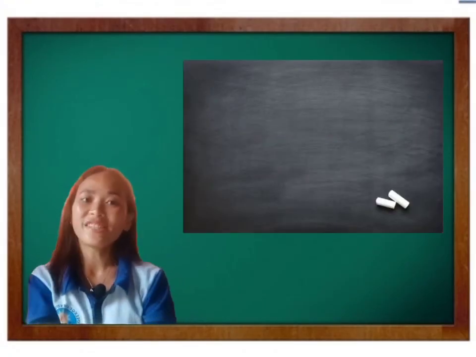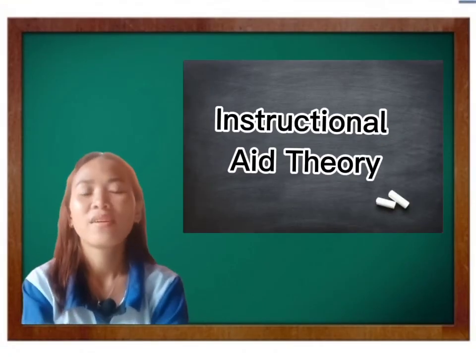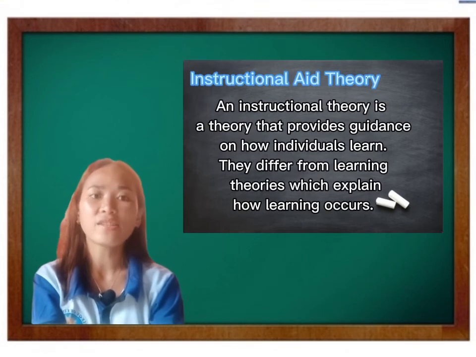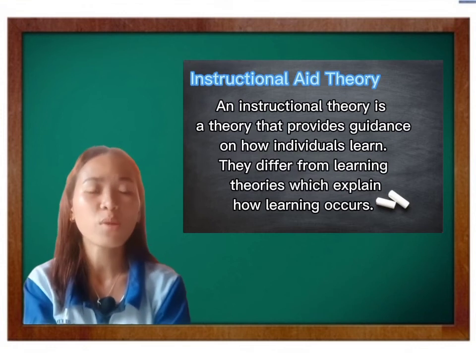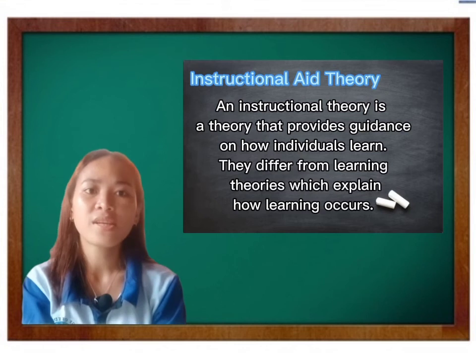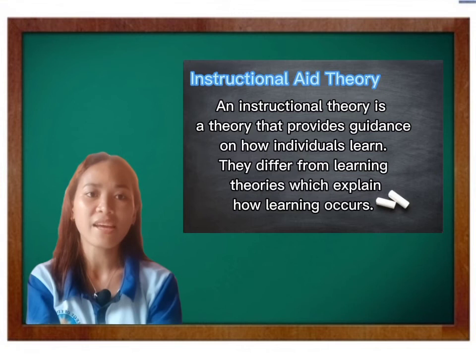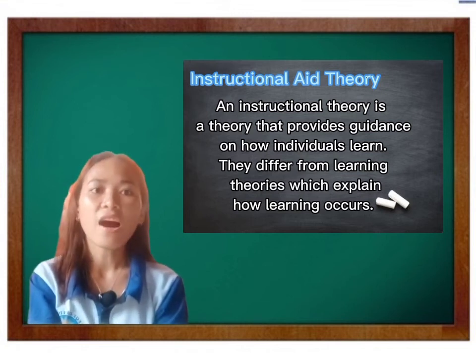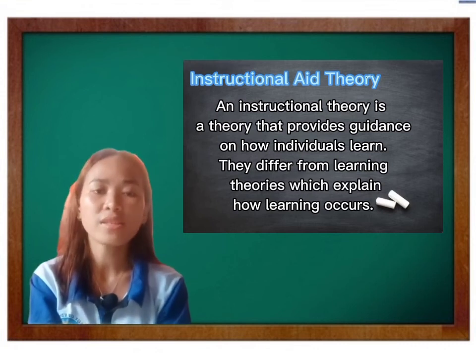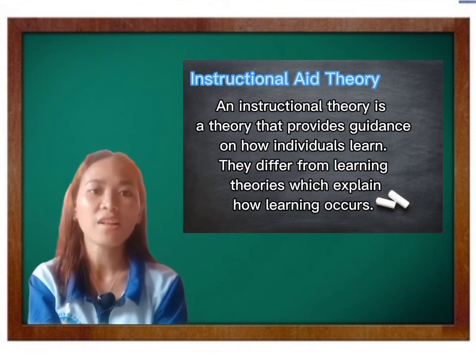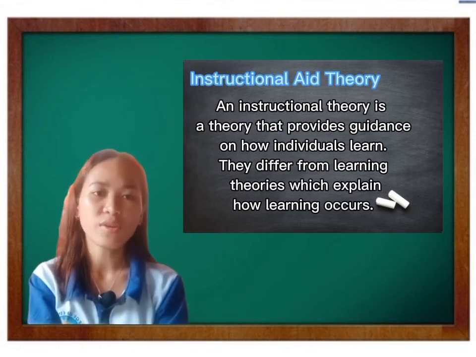The last one is the instructional theory. An instructional theory is a theory that provides guidance on how to help individuals learn. The origins of instructional theories can be traced to formative endeavors by educational psychologists. John Dewey and Edward Thorndike are the two important theorists who envisaged a special connection between instructional theory and educational practice.